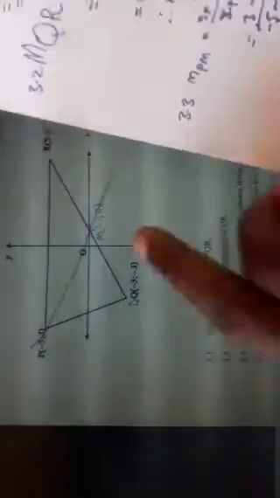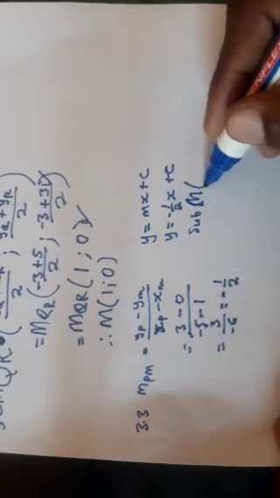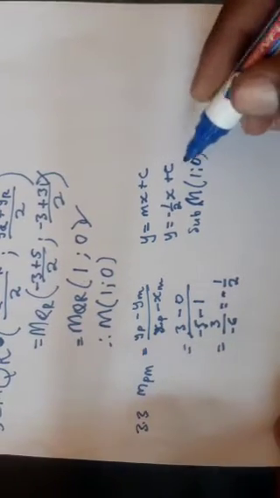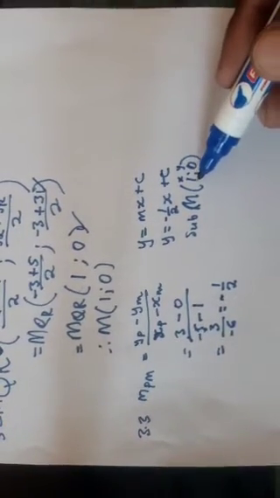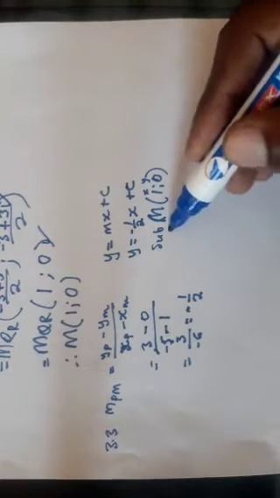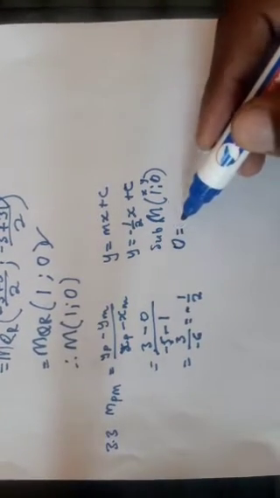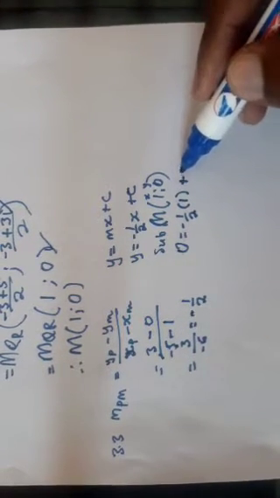To create the value c, we use the gradient and one of the points on the line, P or M. The simplest one would be M, so we're going to substitute M with the coordinates 1 and 0. So x is 1 and y is 0. By substituting, y is 0 equals minus 1 over 2, and then x is 1, and then plus c.